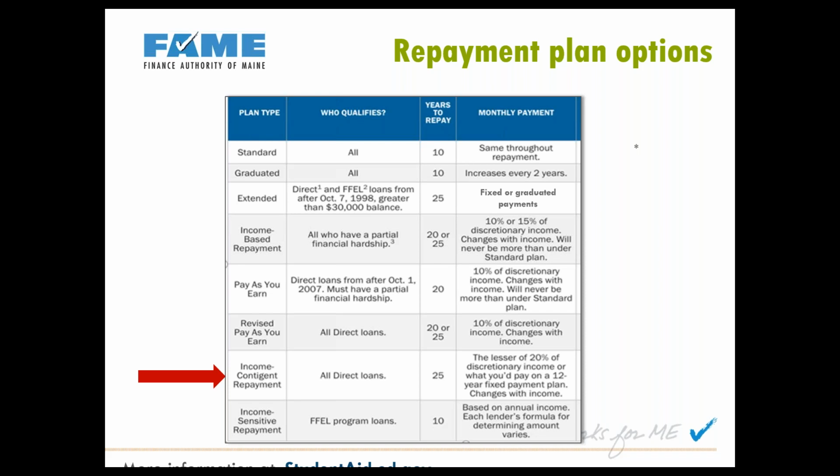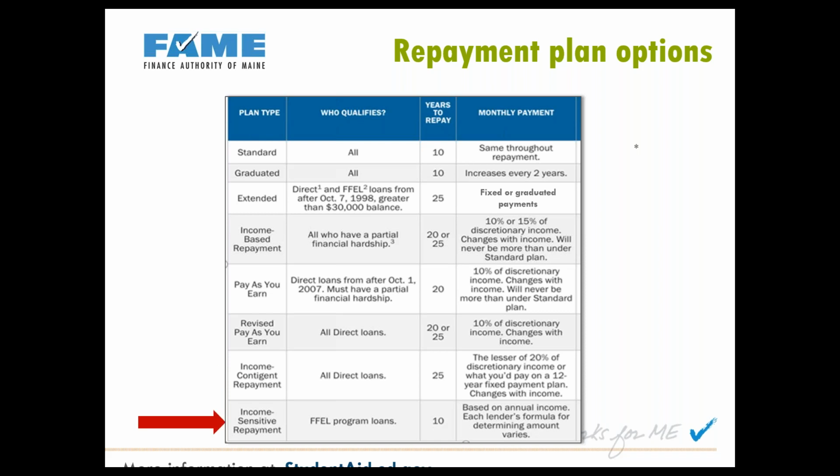The income contingent repayment plan is for any direct loan borrower. It gives you up to 25 years to repay the loan. The big difference here is that you don't need to provide a financial hardship. Monthly payment would be the lesser of either 20% of discretionary income or what you would pay if your repayment term was in a 12-year plan instead of 10. So it would stretch out that payment a little bit longer, maybe make your payment smaller. So the lesser of those two things. Again, this is designed to be affordable for you.